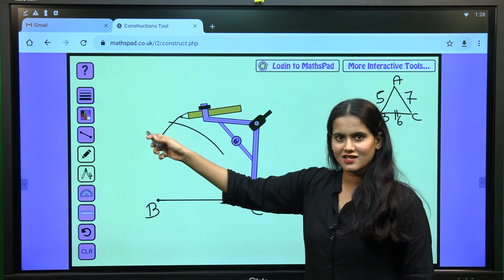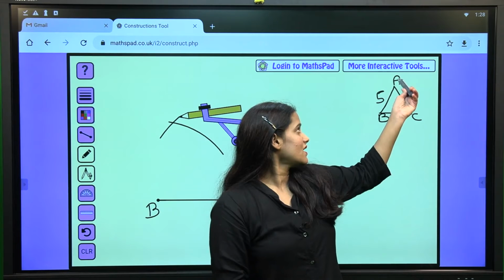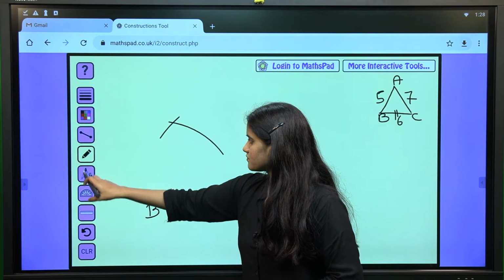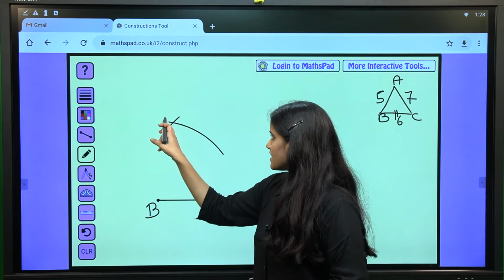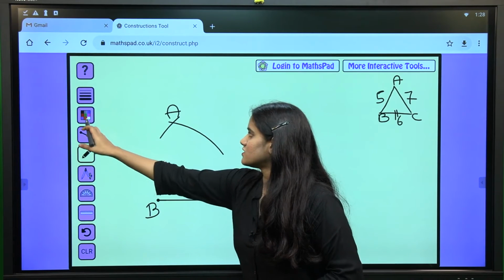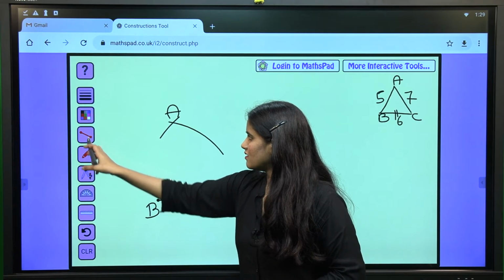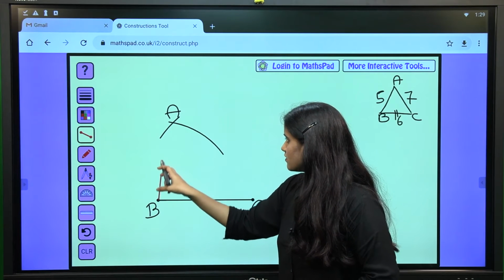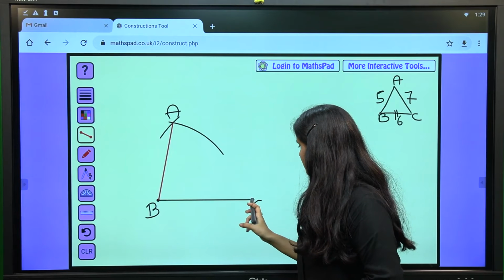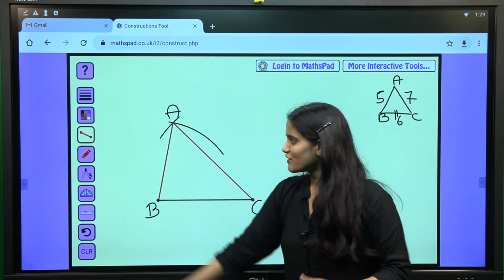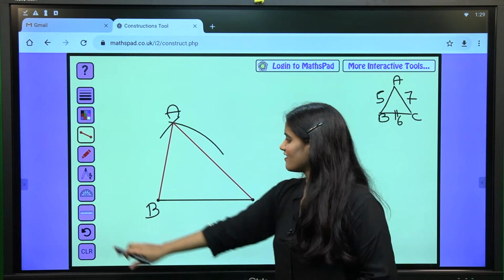So you got a point, intersection point. So that point is nothing but A. So what I will do, I'll name this point as A. So I'll just change the color to red color and I'll just join this point. Done. So if you want, just measure it with a scale.